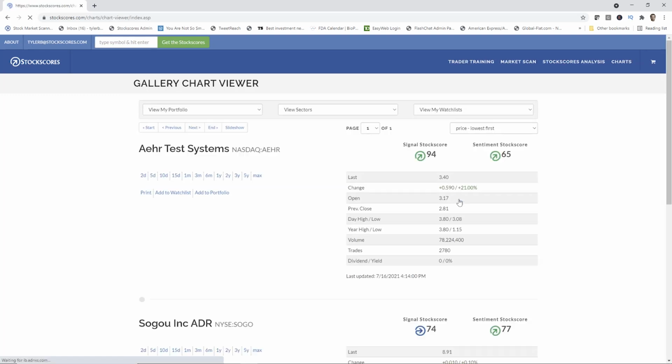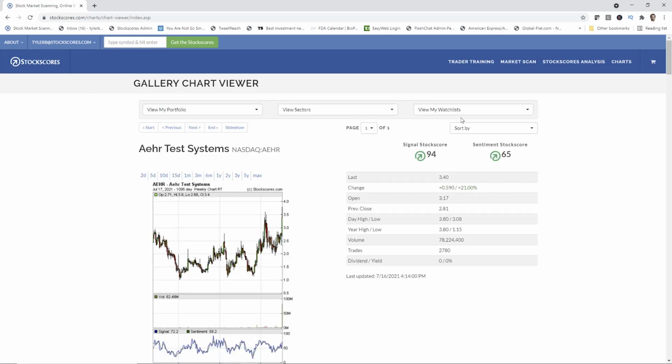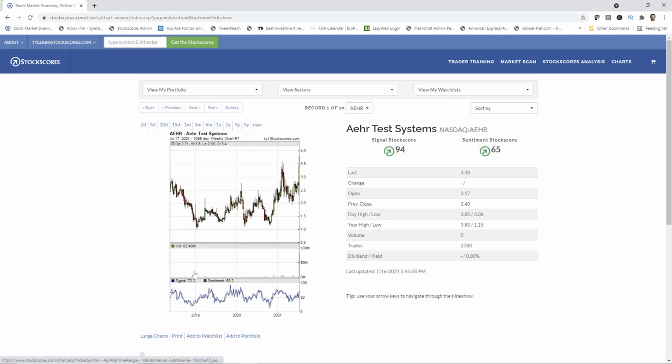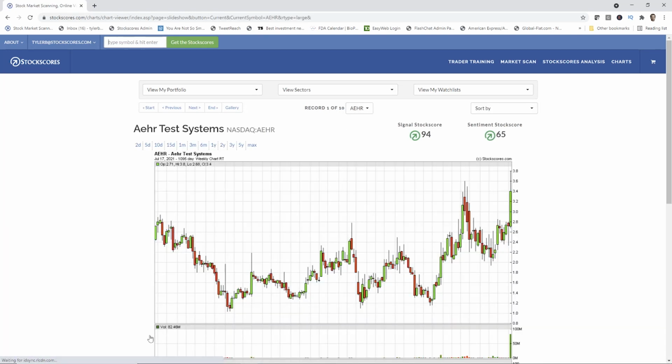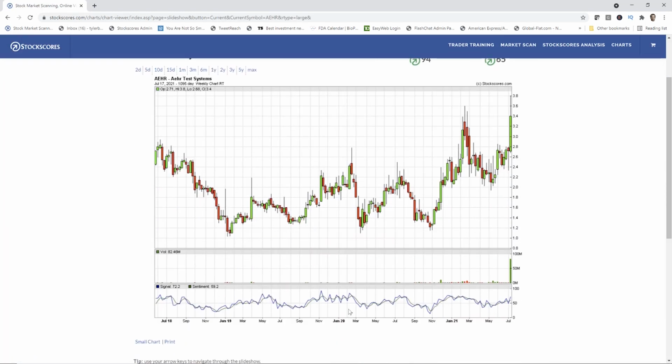Now what we're going to do is go through these charts, and we're going to actually do it in the large view. So I'm going to click on this slideshow button here, and we're going to make it large charts. This link down there in the bottom left, large charts. Now we've got a nice big chart time frame to look at. What we're looking for are those patterns that I showed you at the top of the video. Those breaks from low volatility through resistance.